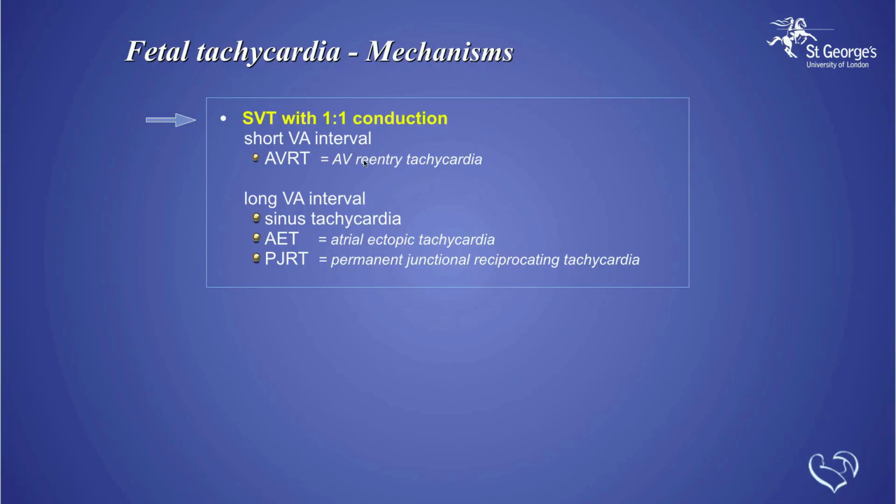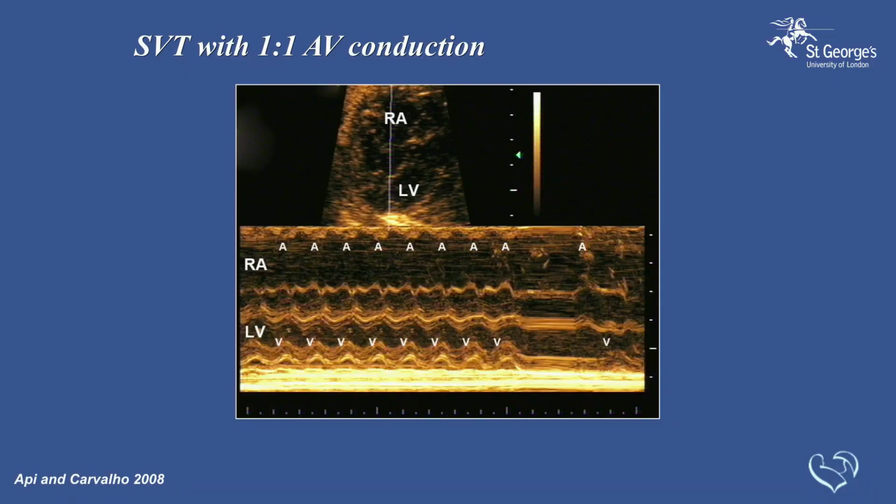And this is usually a reentrant mechanism between atrium and ventricle which perpetuates the cycle. And the long VA tachycardia could just be a sinus tachycardia, just a normal rhythm a bit fast. It could be an atrial ectopic tachycardia, so the atrium sends a signal the whole time. And there is a reentrant tachycardia that's less common, involving the atrioventricular junction. So let's look at the two most common ones.